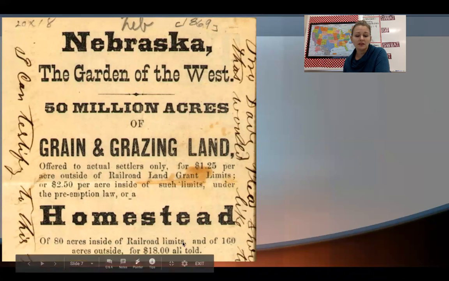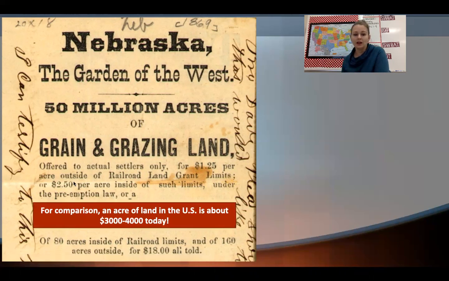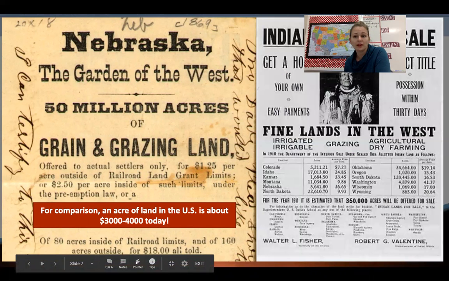You can get this land super cheap. So $1.25 per acre. Obviously, that would be worth more today, but still not a whole lot of money. By comparison, today, an acre of land in the United States costs about $3,000 to $4,000. So we're talking super, super cheap land here.